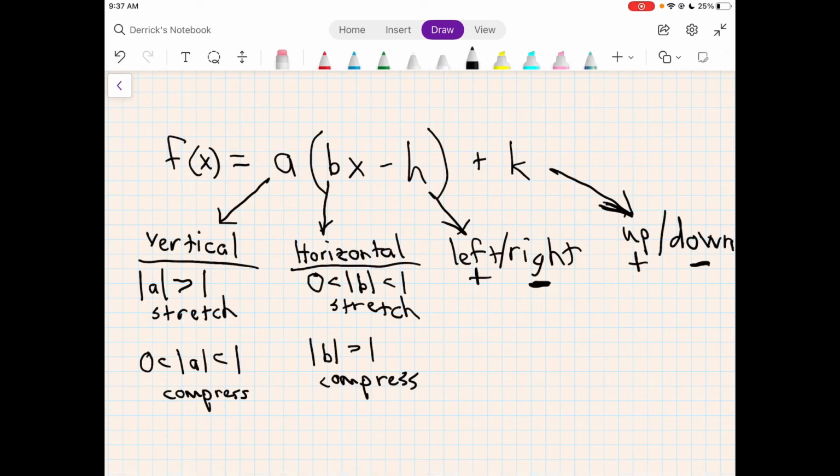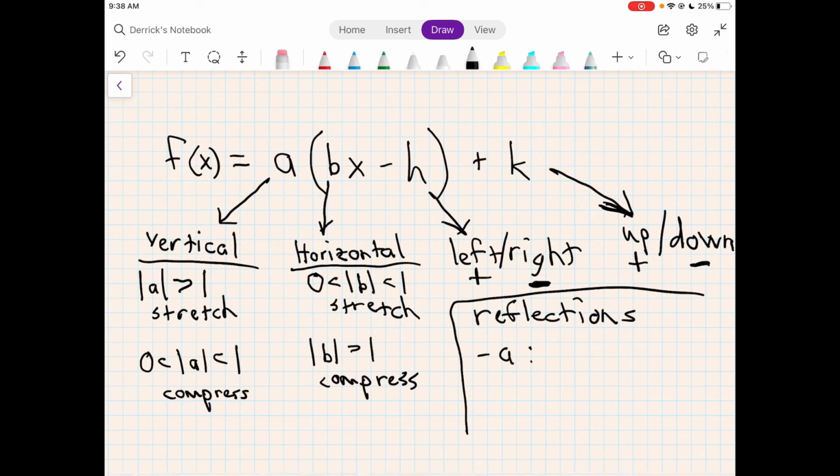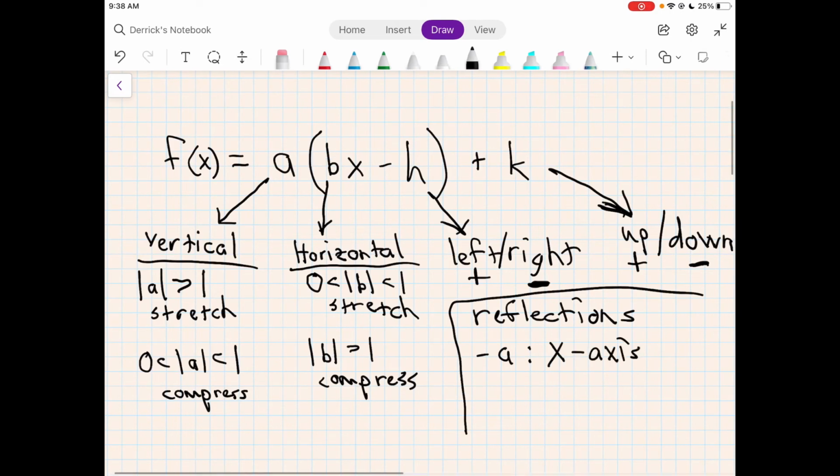The last transformations we need to talk about would be reflections. This is where the negative a and negative b values come into play. If you have a negative a value, meaning the negative is effectively at the beginning of everything, that is an x-axis reflection. If you have a negative b value, meaning the negative is inside the parentheses with the x. So if it's a quadratic, the negative is being squared also. If it's an absolute value, the negative is inside the absolute value. It's inside the square root. If the negative is inside the parentheses, then it's going to represent a y-axis reflection.